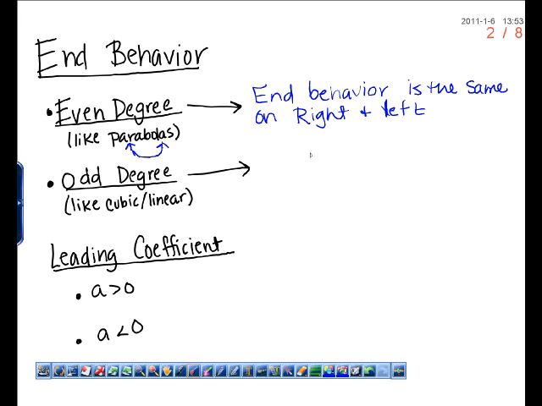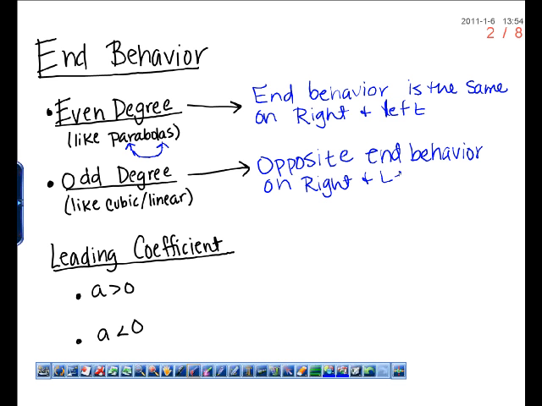Odd degree is opposite end behavior. And here I gave you the hints of think about a linear function or a cubic function. You're never going to be able to graph those functions where the arrows point in the same direction. They must be pointing in opposite directions.